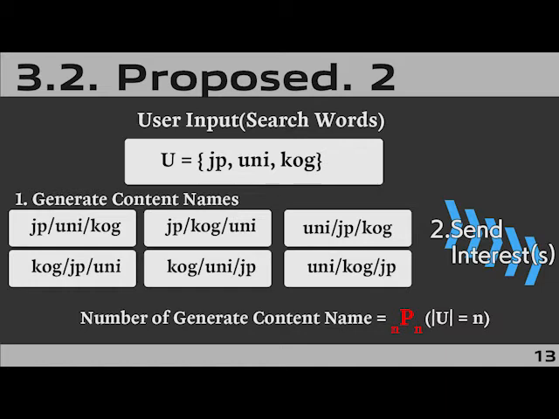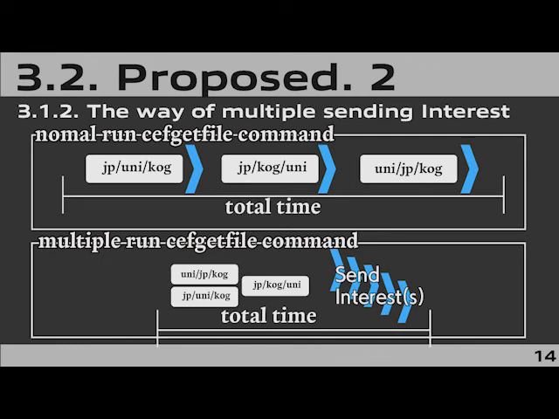If the size of the search term set is n, then the number of candidate content names is determined by the mathematical expression shown in the slide. The reason for the parallel delivery is the specification of the cefgetfile command, the Cefore interest delivery command used here.